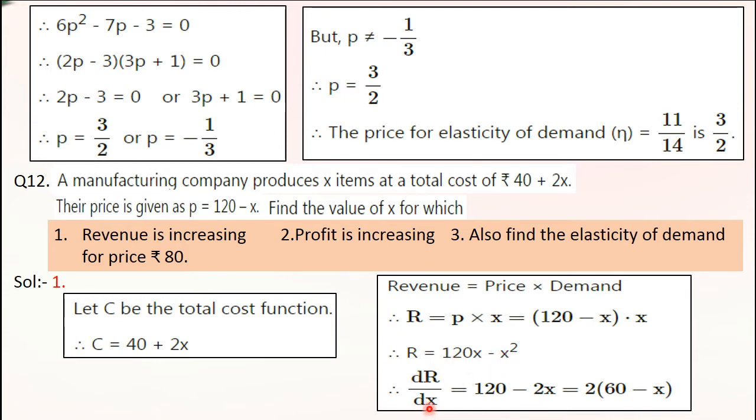From this we need the value of x for which revenue is increasing, so we will find the value of x when the first derivative is greater than 0. So we will first find the first derivative of R with respect to x. dR upon dx is equal to 120 minus 2x from this R. That is, 2 is common, therefore 2 into (60 minus x).